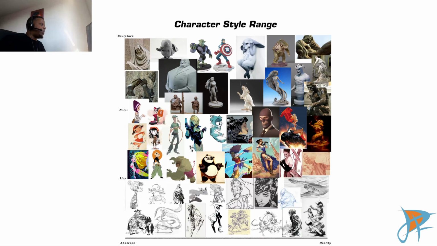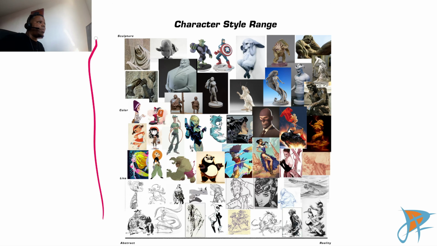Here on the screen, you can see a character style range that Mike and I worked on a while back. Now we were having a conversation about style, and of course we're artists, so we wanted to make this all more visual. It's easier to talk about when you have an image in front of you. So we created what we call the character style range, and you can see the two axes here.